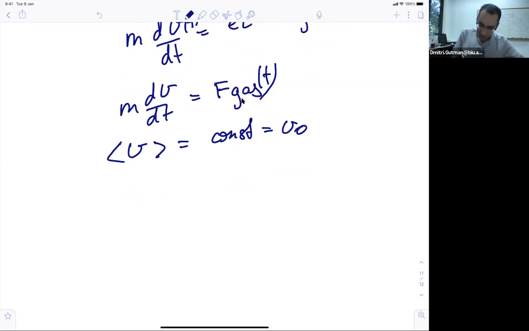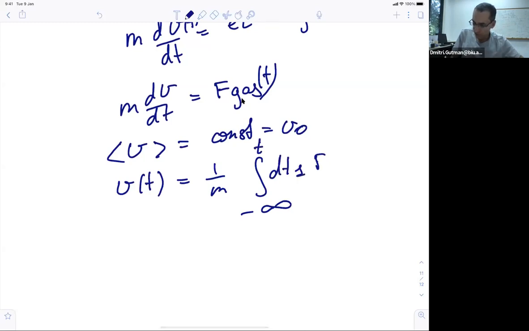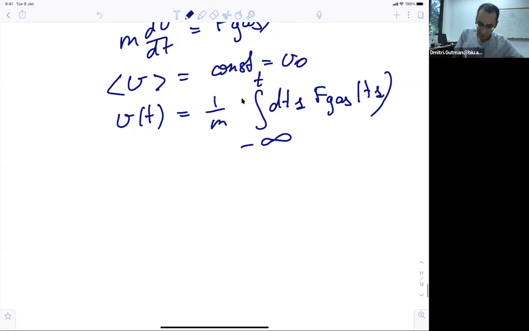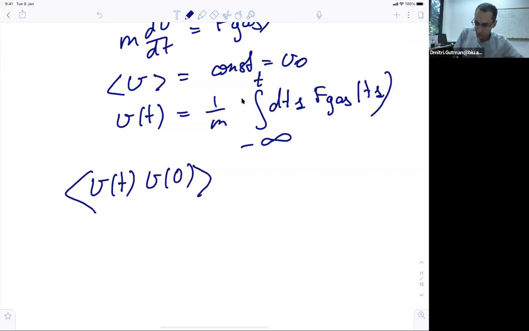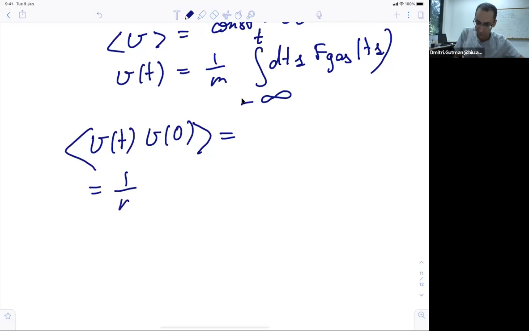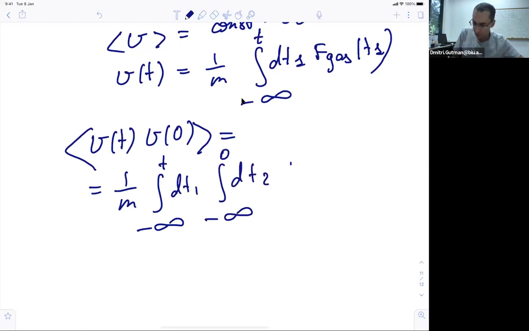The simplest case possible. Then V as a function of time will be 1/m times the integral from minus infinity, or from whatever point you choose, till t, dt1, f_gas as a function of t1. Then, if you're interested in the correlation function of V(t) and V(0), this boils down to computing 1/m² times the integral from minus infinity to t dt1, integral from minus infinity to zero dt2, of the average of f_gas(t1) f_gas(t2).